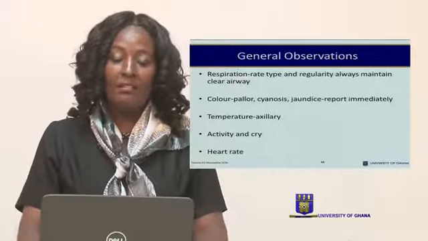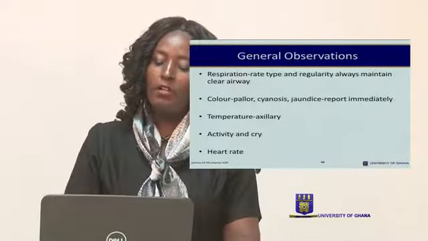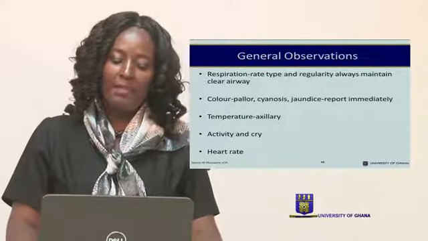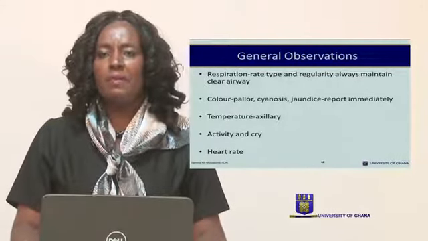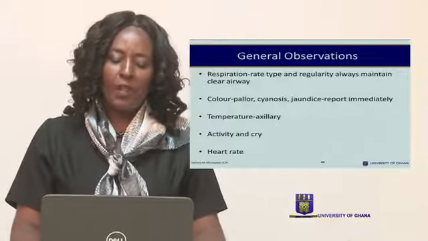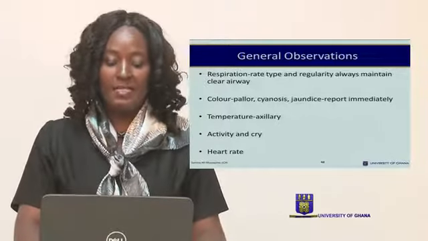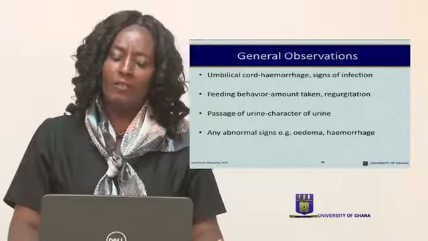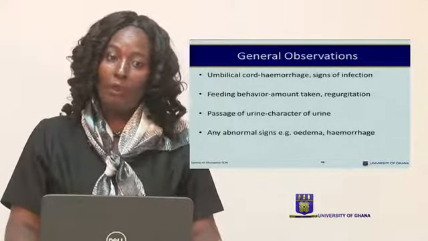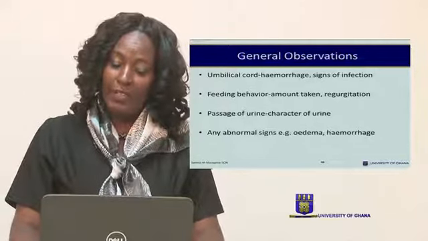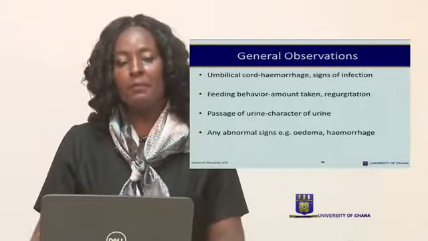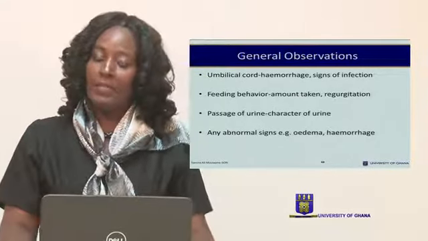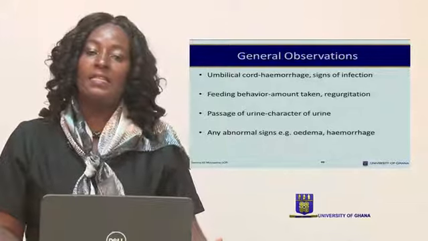So some general observations we have to make. We have to check the vital signs. We have to assess the newborn for jaundice, pallor. We have to assess axillary temperature. We have to assess the baby's activity in terms of cry. And then we have to assess the heart rate and the respiration. Once again, we have to also address the cord and also assess for any sign of infection. We have to look at how the baby is feeding, the amount that is able to tolerate, and regurgitation. We'll have to assess the urine.